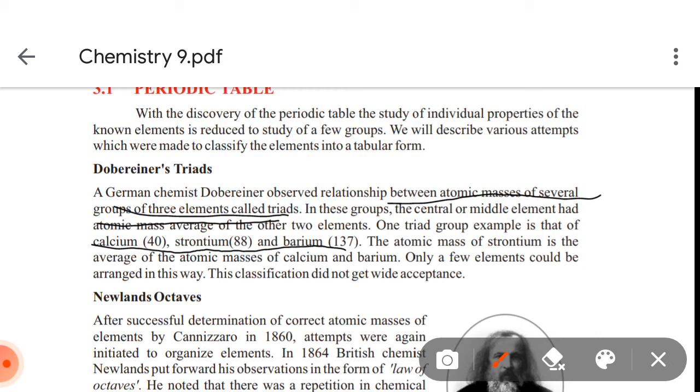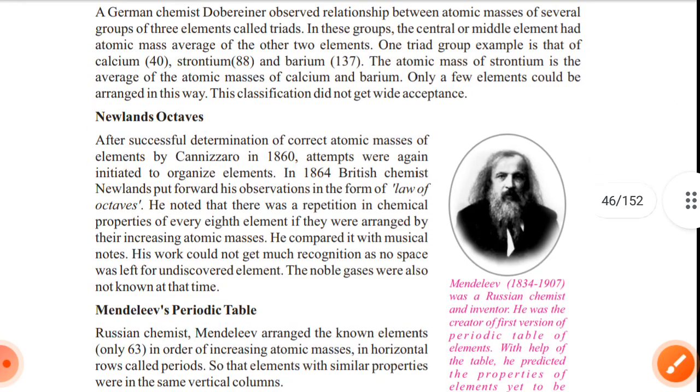Only a few elements could be arranged in this way. This classification did not gain wide acceptance. कुछ elements पे तो applicable नहीं हो रहा था. तो जब भी आप law introduce करवाते हैं तो you have to see कि वो सब पे applicable हो, otherwise उसको ज़्यादा popularity नहीं मिलती.